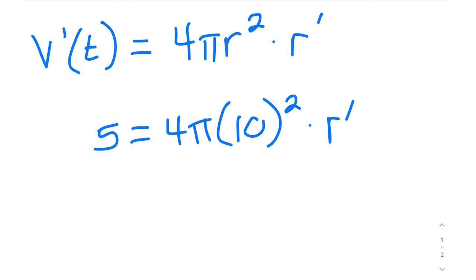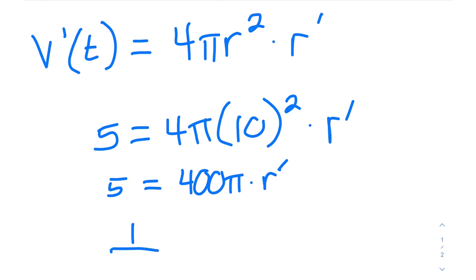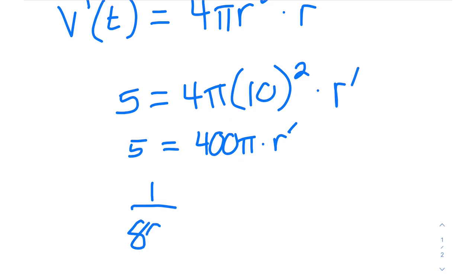So we do the math on this, and we do 4 pi times 10 squared. Sorry, that would be 400 pi times r prime. And then we divide by 400 pi. 5 over 400 can reduce to 1 over 80. So this will be 1 over 80 pi equals r prime. So our radius in this case is going to be increasing at 1 over 80 pi centimeters per minute for this question.